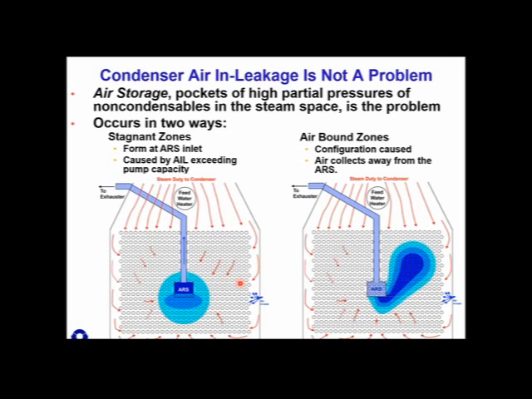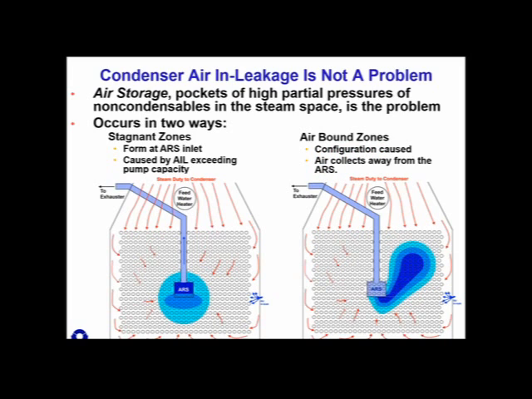The other way that air is stored, and I'll show you real life examples of this, is air binding. It's different from stagnant zones. Air binding is configuration caused. Air collects away from the air removal section. So all those crazy designs of tube bundle arrangements that I showed you, some of them have areas where the air goes before it gets to the air cooler section. And it'll build up a pocket until it grows to a size where it reaches over and then that gas can be evacuated out of the air cooler section. And so these are design caused air storage, and that's called air bound zones.